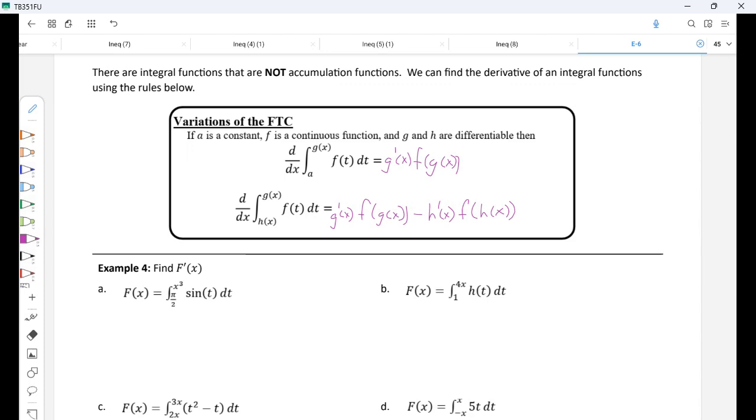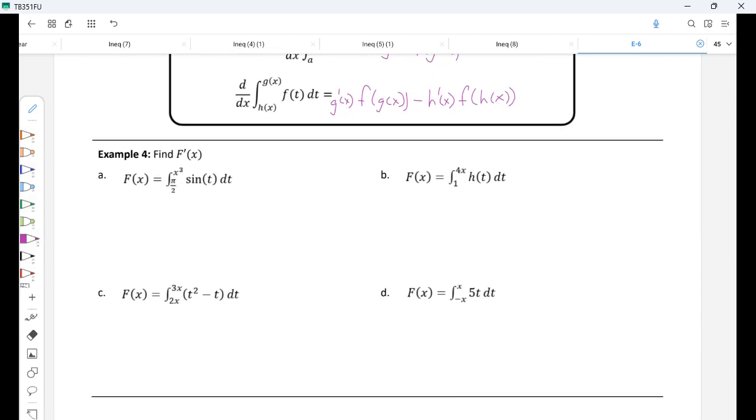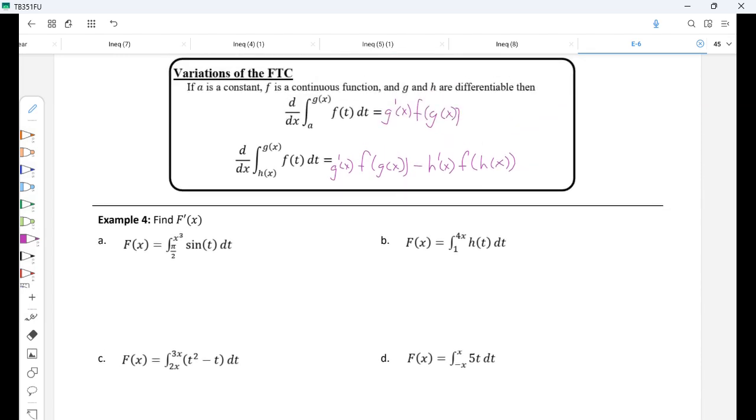You can take this general formula and work back to the formula above it, and then the formula on the previous page. Okay, so let's try some examples. It does look like A and B use the top formula and C and D use the bottom formula.